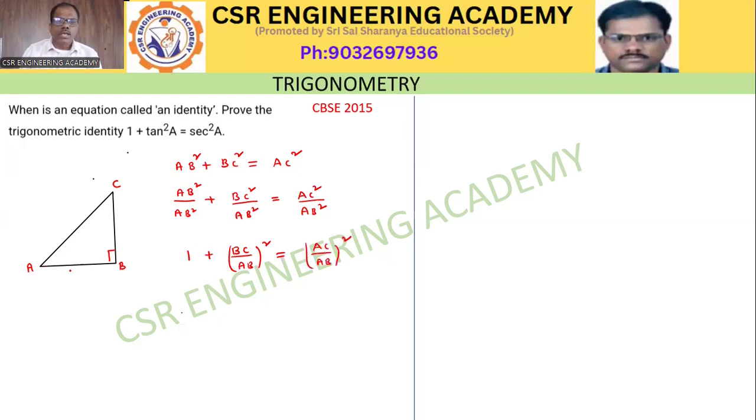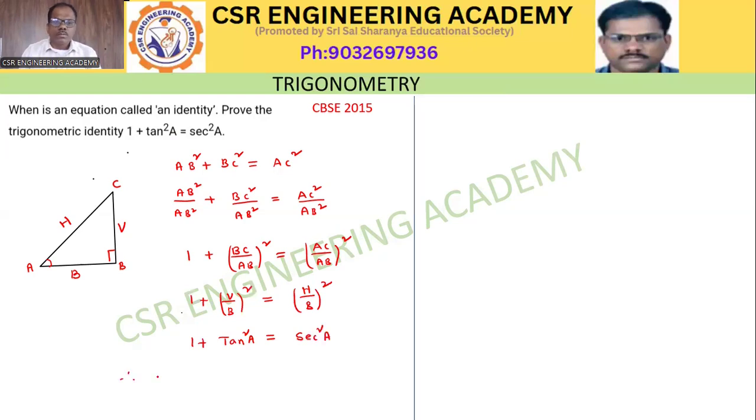Here AB is base, BC is vertical side, AC is hypotenuse for angle A. 1 plus (V by B) whole square is equal to (H by B) whole square. Here vertical side by base is equal to tan A, that is tan square A, and hypotenuse by base is equal to secant A, that is secant square A.